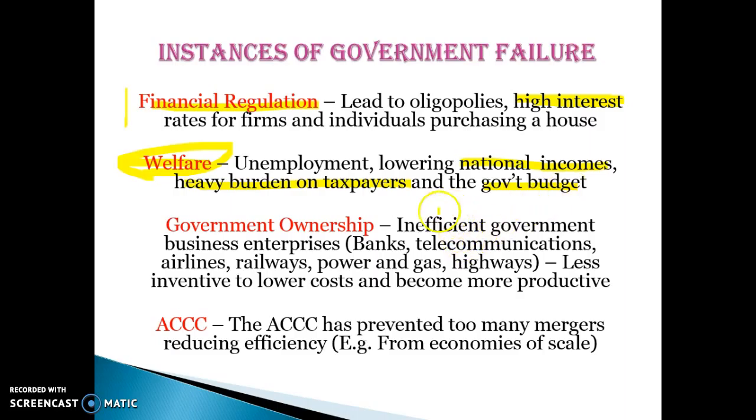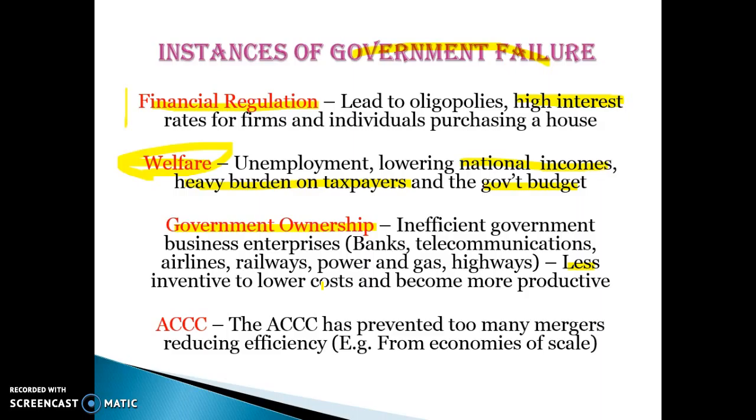Another government failure is government ownership in a lot of businesses. A lot of businesses were run by the government as kind of like government monopolies, things like banks, telecommunications, airlines, railways, power. And because they didn't have much competition, there was less incentive for them to be productive and lower their costs, and that led to higher prices and less output, basically, and therefore inefficiencies for society.